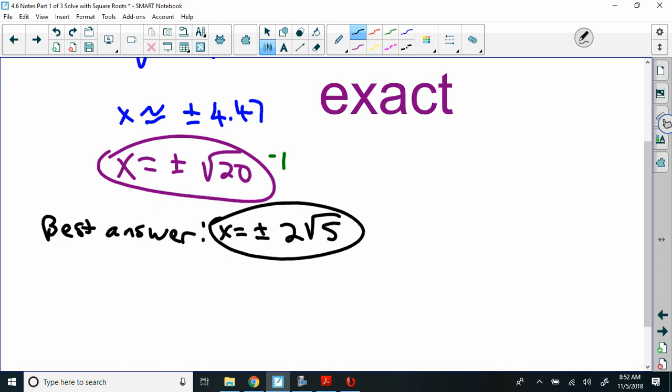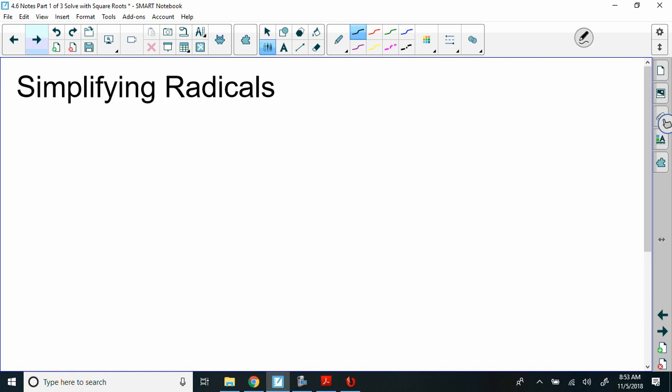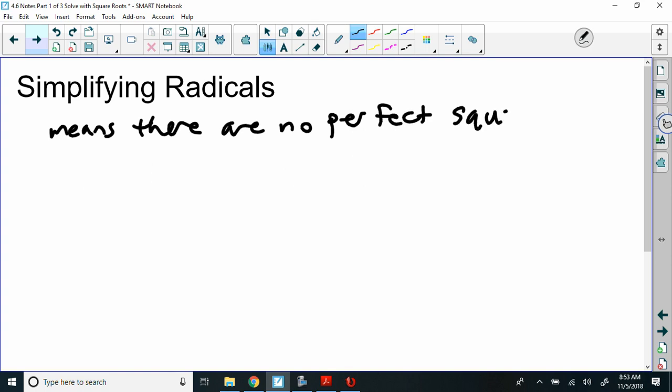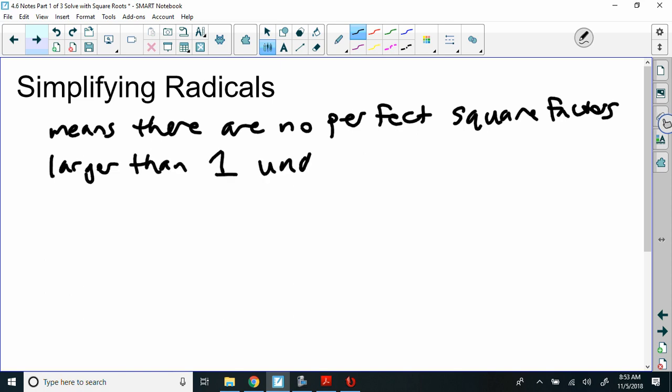Awesome. So in case you're thinking to yourself, how on earth did we come up with that? Here's a little crash course in simplifying radicals. Simplifying radicals means there are no perfect square factors larger than 1 under the radical.